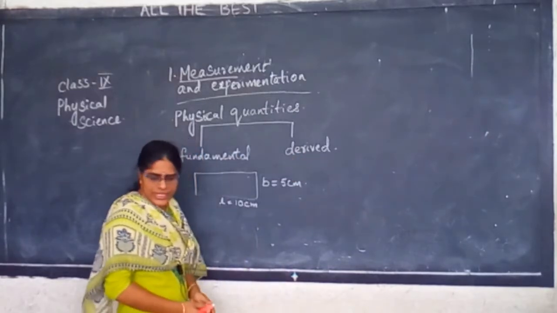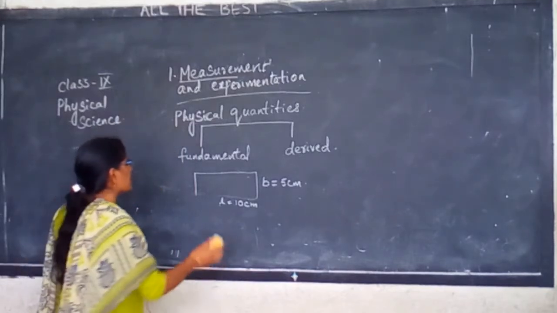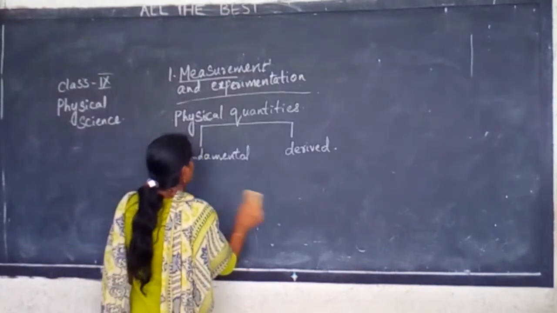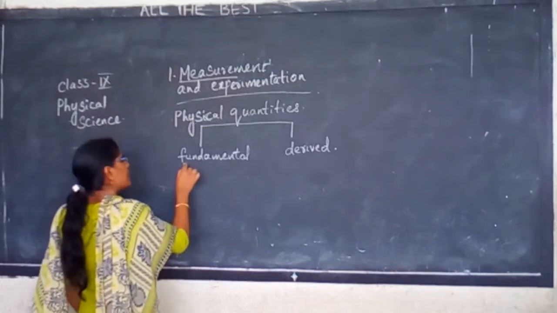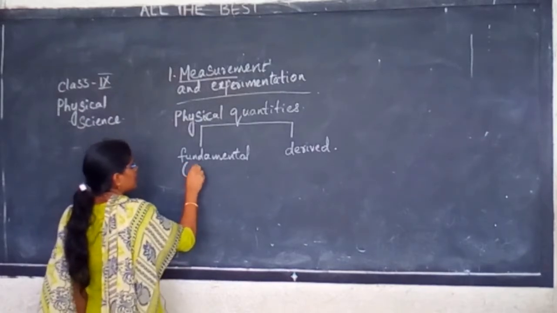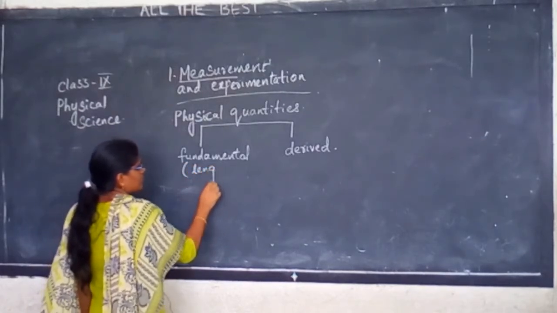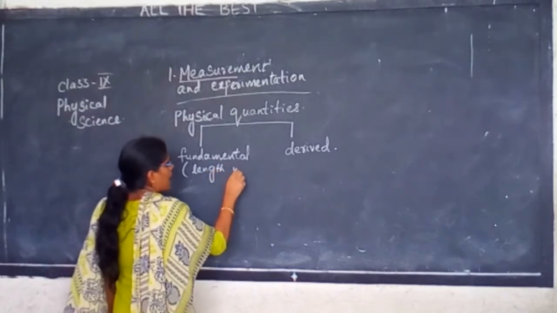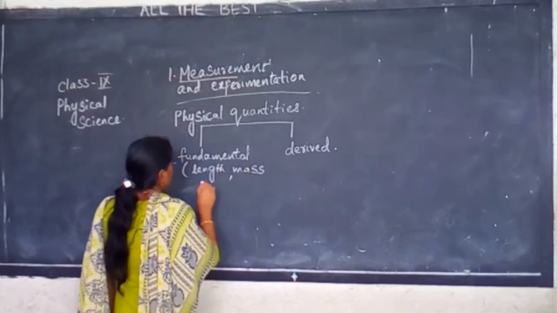Now, how do we achieve the derived quantities? What I said here, the basic fundamental quantities are length, mass, time.